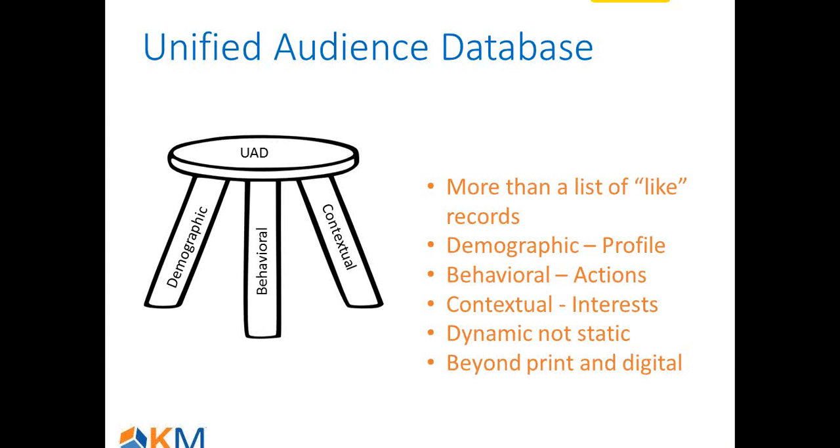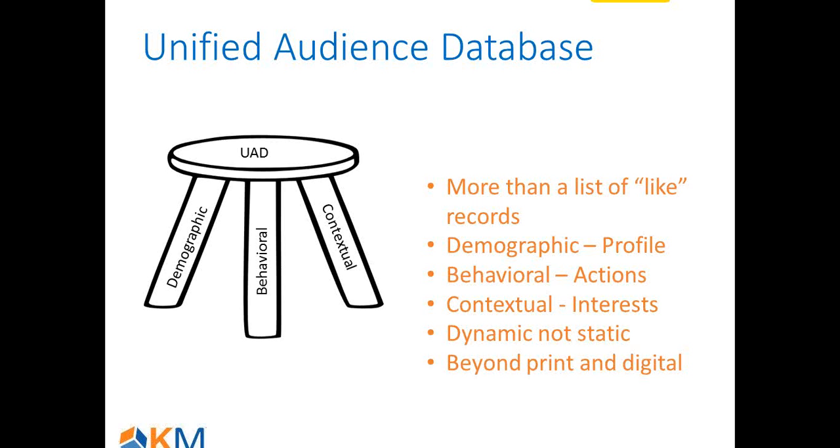So let's reset on a publisher's unified audience database. Basically, it is a centralized repository that contains all of the demographic, behavioral, and contextual information that publishers have available across all the properties that they make content and their media available. It's much more than a list of like records. It's not just that we've gathered up information. We have some sort of intelligence that comes from it.